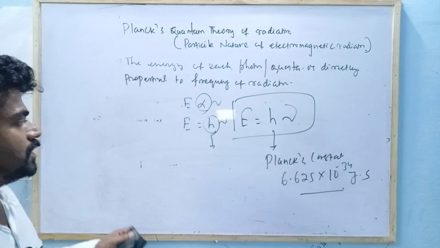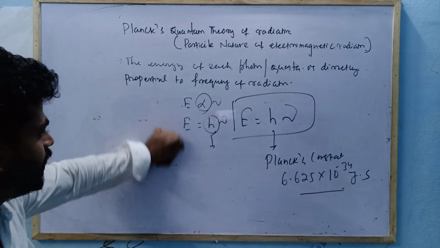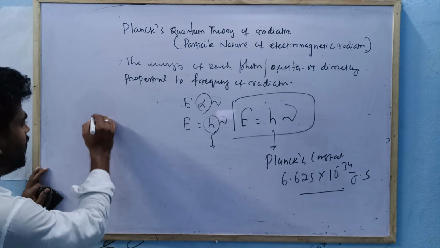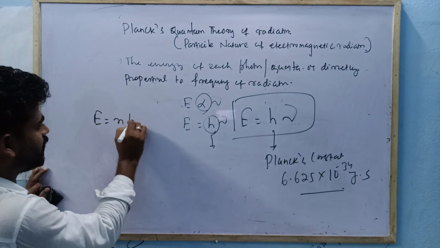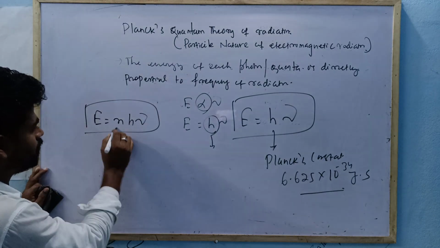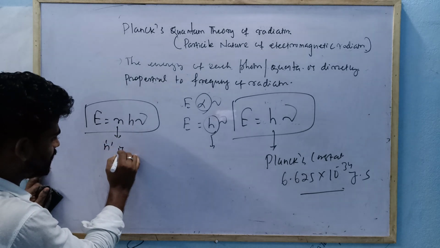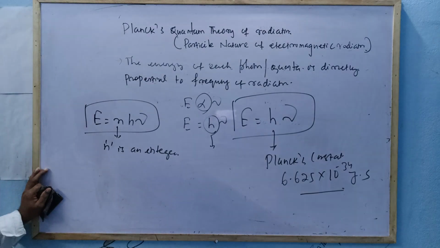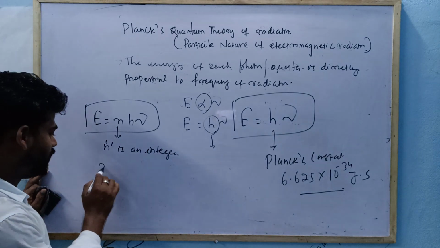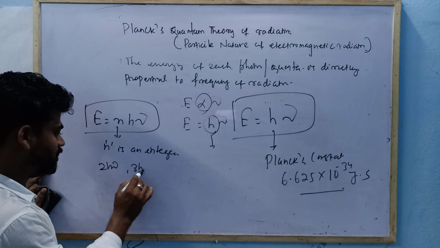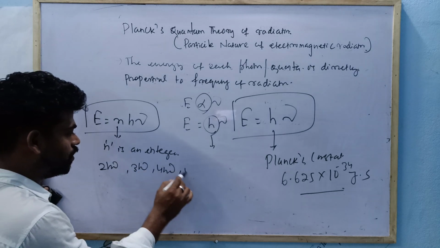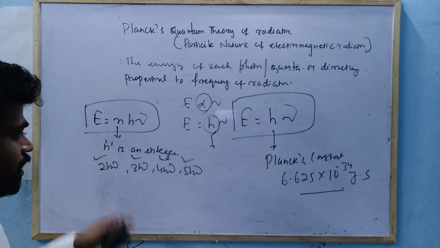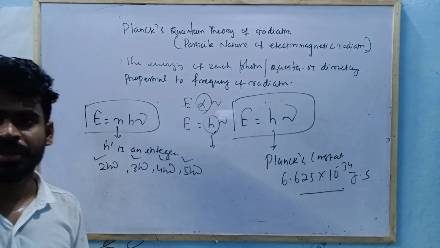So energy absorbed or emitted is quantized. Quantized means you can write E is equal to n h nu, where this n is an integer. So energy absorbed can be 2h nu, 3h nu, 4h nu, 5h nu, likewise quantized. They are whole numbers.